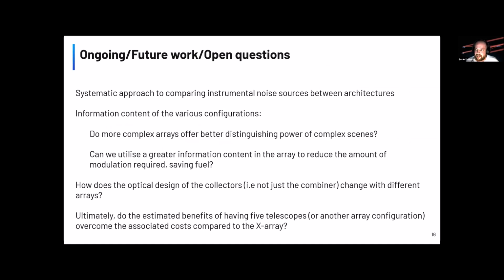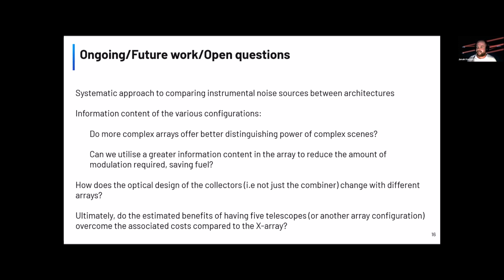So I'll finish off with less of a summary and more of just some open questions and work that I've been considering a little bit. I haven't really gotten far on many of these things, but one is getting a systematic approach to comparing instrumental noise between all these different architectures. And I know that Felix and Romer and Philip and a bunch of others are also thinking about this problem.